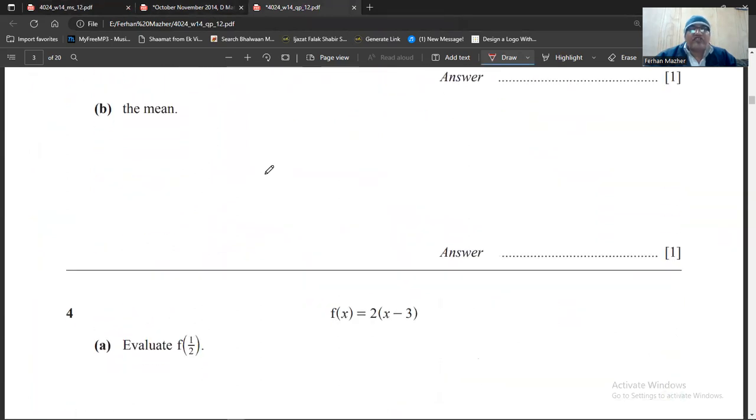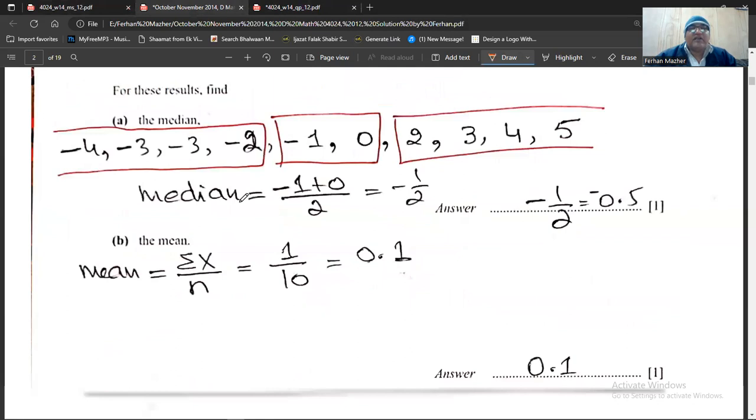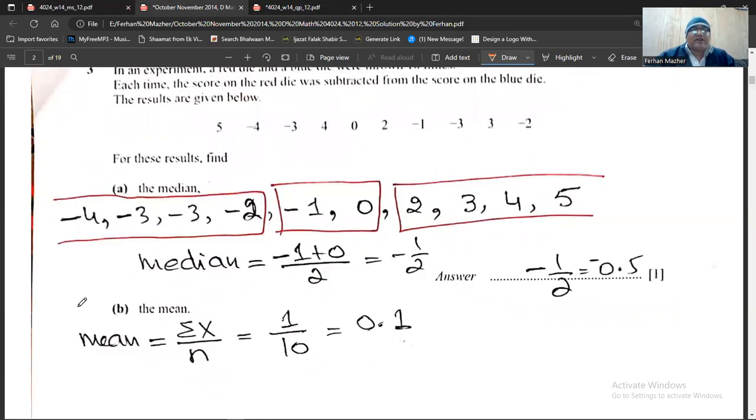Okay, question number 3, it's B part. They want me to find the mean. The mean is very simple. Mean means to add up all the numbers and divide by the number of observations. So I will add minus 4, minus 3, minus 3, minus 2, minus 1, plus 0, plus 2, plus 3, plus 4, plus 5. And their sum will be 1. And the number of observations is 10.